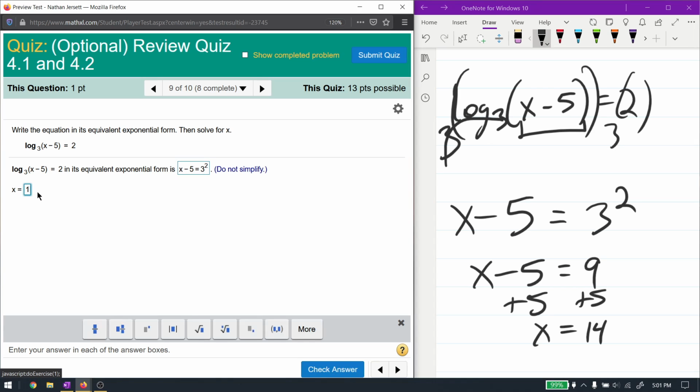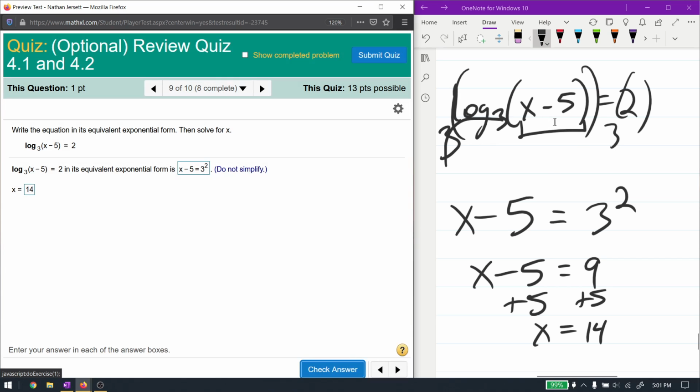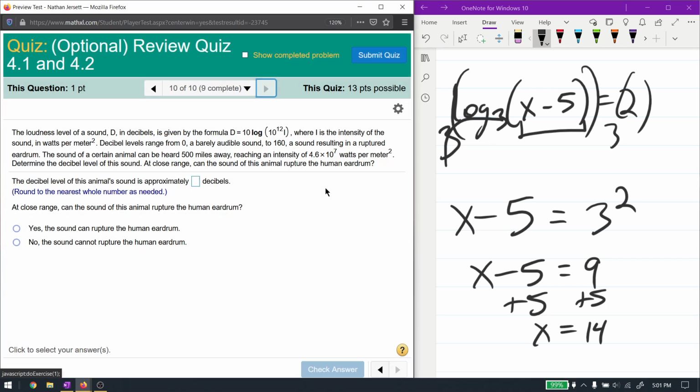There are some things you have to concern yourself with, and that's to make sure that the inside of the logarithm, x minus 5, can never be negative or zero. That gives you an error. Those are not allowed in the domain of the function for the logarithm. So as long as you make sure that x equals 14, minus 5 is 9, a positive 9, that is inside the domain, so that's good to go. That's going to be key for coming up videos or coming up sections.